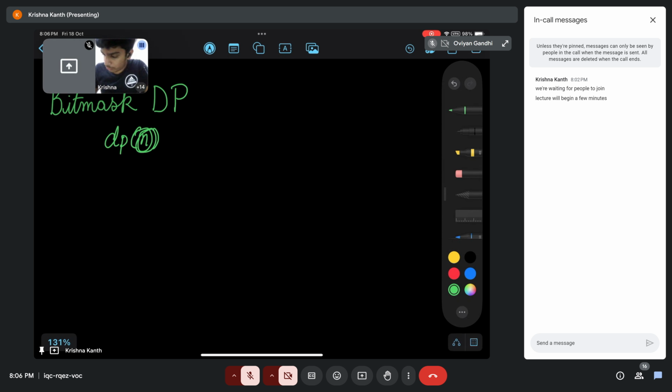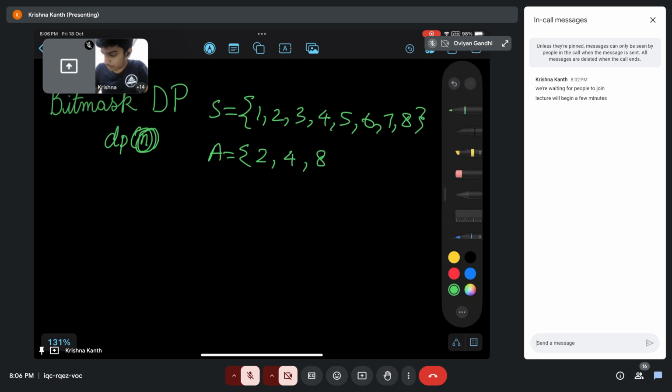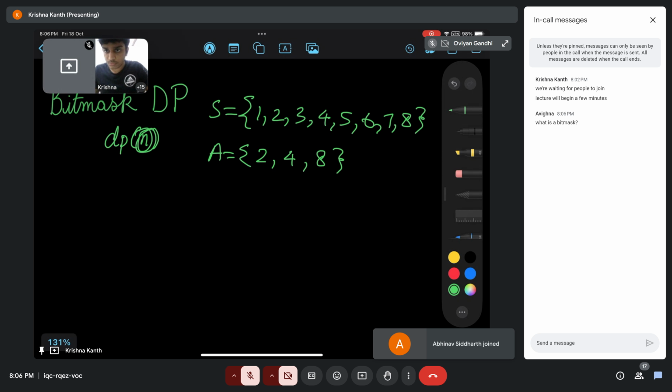So an example would be, let's say, this is a set, and then let's say some subset A of this is, so we have chosen the elements 2, 4, and 8, and then we have omitted all the other elements. So 2, 4, 8 is a subset.